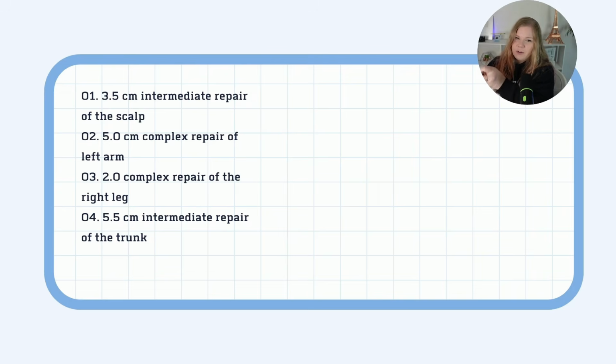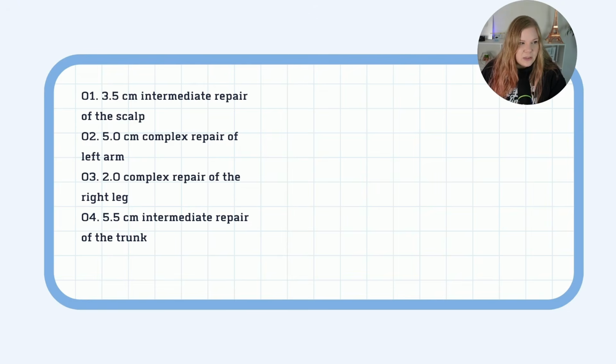Now I'm making it easy for you guys. In this case, we're just going to tell you what the type of closure is. I'm not going to say we sutured this level of skin and this level of subcutaneous tissue and so forth. Now, 3.5 intermediate repair of the scalp, obviously we can't combine with those complex repairs, so we can't add it with the number 2 or the number 3. We might be able to add it with number 4 because that's also the same type of closure.